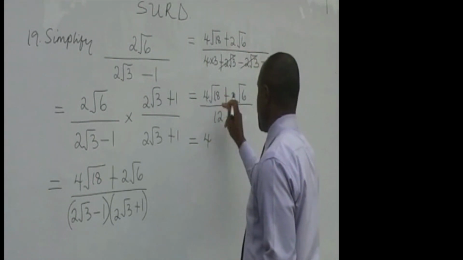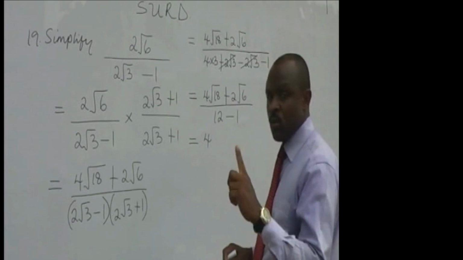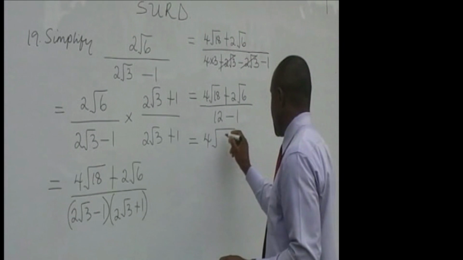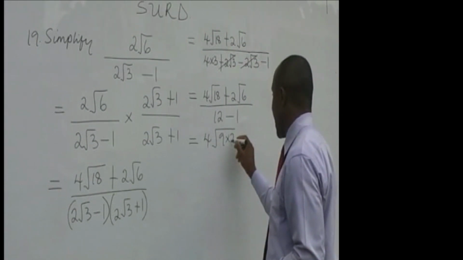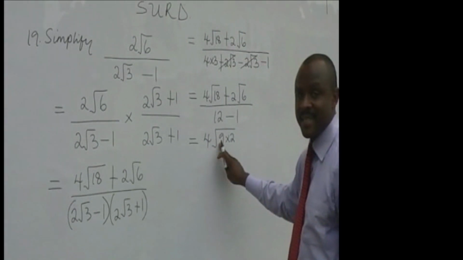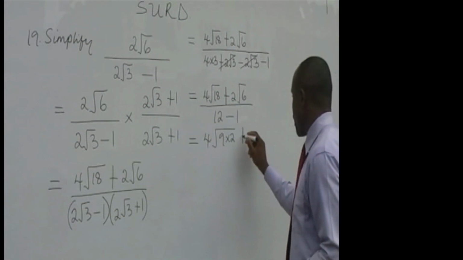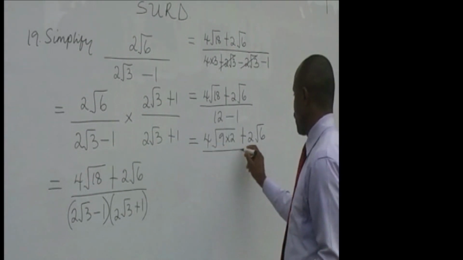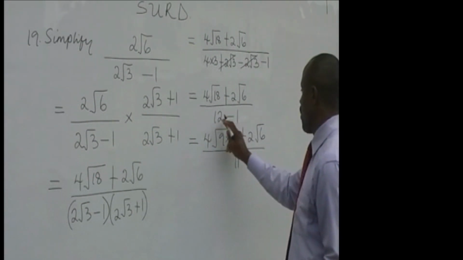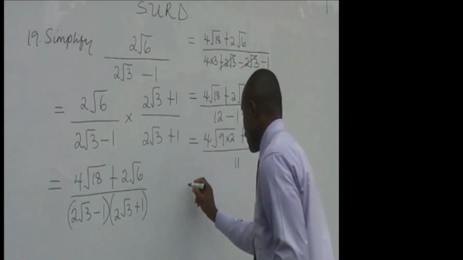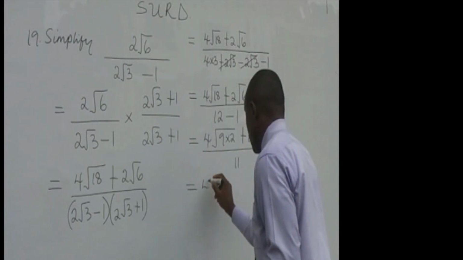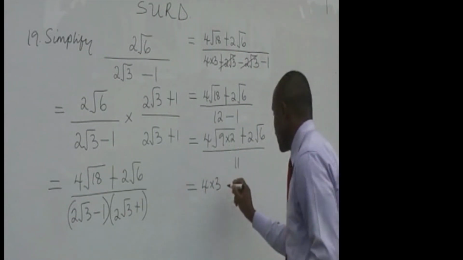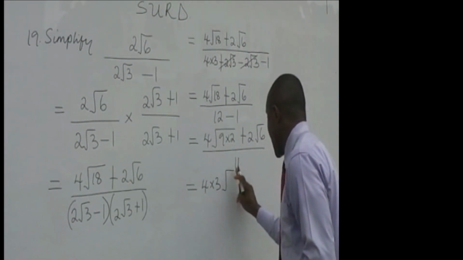Let's split this into a perfect square and another factor. 18 is 9 times 2, and 9 is a perfect square. The square root of 9 is 3. So plus 2 root 6. Then all over 11 now. 12 minus 1 is 11. This is going to give us 4 times 3. The square root of 9 is 3. Then times root 2.